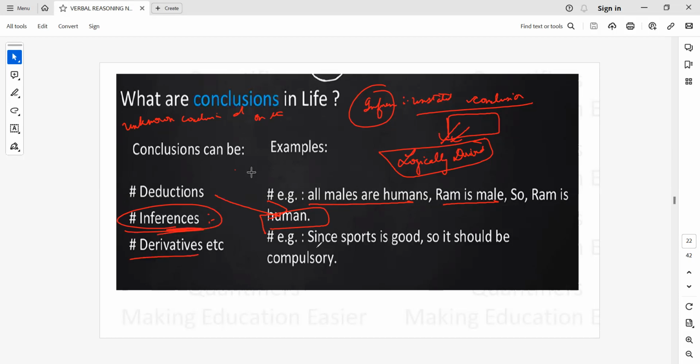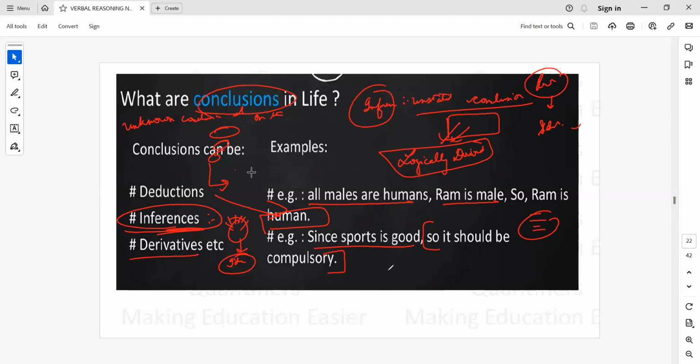Next is the derivative. Since sports is good, it should be compulsory. This kind of thing is known as inductive reasoning. But again, what are the conclusions? I've given some facts, but there's one idea. Sometimes problems are given in the facts and the solution can become your conclusion. Sometimes a lot of examples are given, and the idea behind giving the examples can become your conclusion. Sometimes the course of action could be the conclusion. Sometimes a restatement of the last line can also be the conclusion.